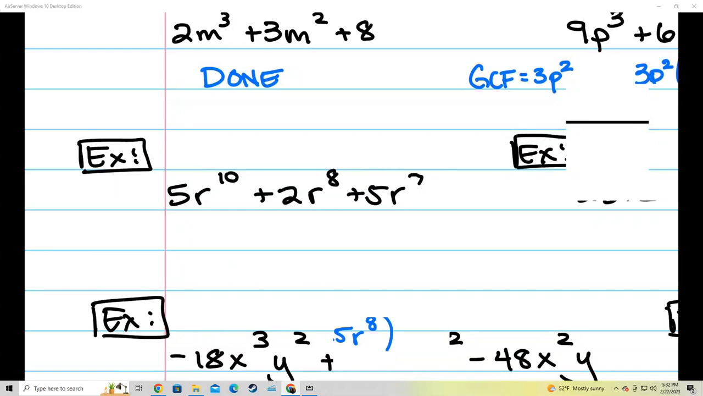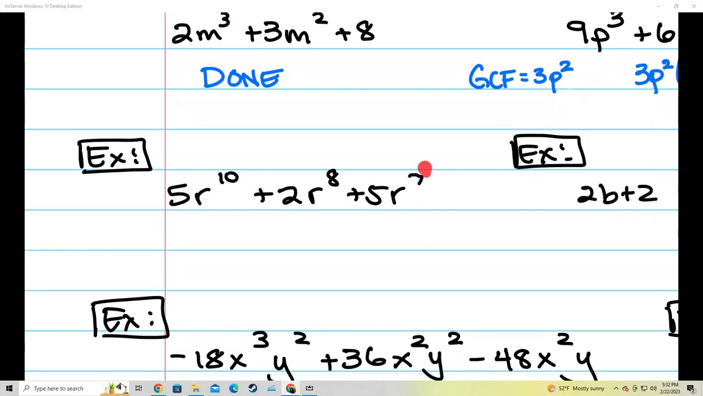As far as the GCF, let's see, numbers 5, 2, and 5. Nothing goes into 5 and 2 except for 1. As far as variables are concerned, well, there's 10 r's, 8 r's, 7 r's. It looks like the 7 r's is going to be my limiting factor. So the most I can pull out is 7. I can pull out 7 from here and I'm still left with 1. I can pull out 7 from here and I'm still left with 3. So the GCF here is going to be r to the 7th.